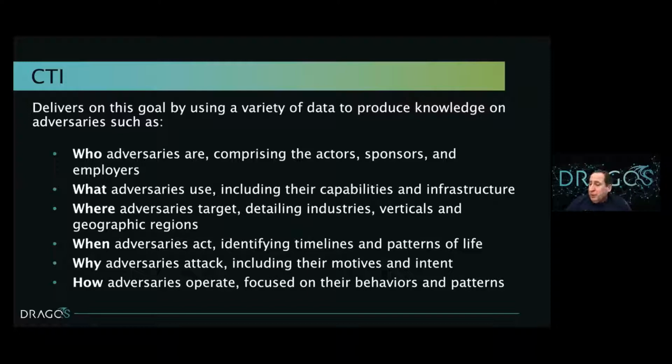So cyber threat intelligence, of course, this is typical of any intelligence discipline, actually. We're always concerned about the who, what, where, when, why, and how. And of course, the who is: who are the adversaries, who are the actors, who are the sponsors, employers. The what: what adversaries use, including their technical capabilities and infrastructure. That's a very technical discussion, actually, the what. The where: where adversaries target, detailing industries, verticals, and geographic regions.